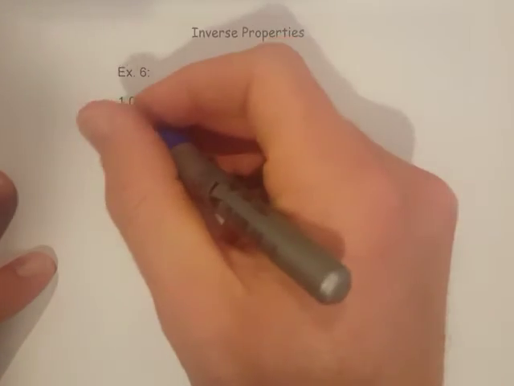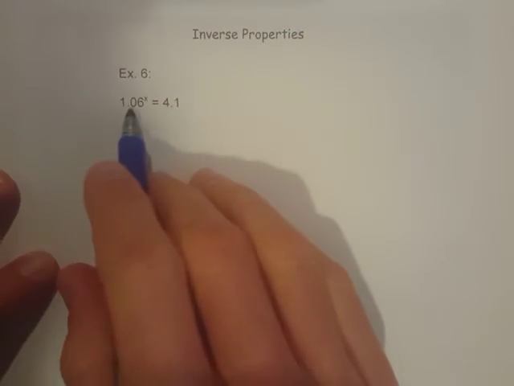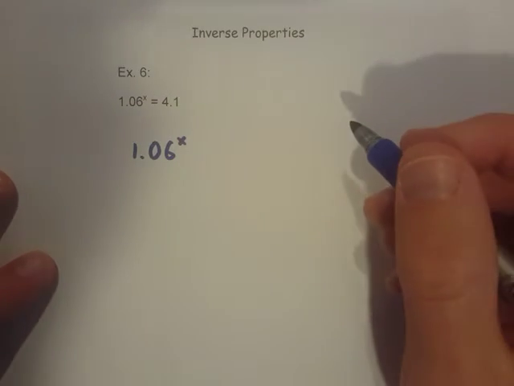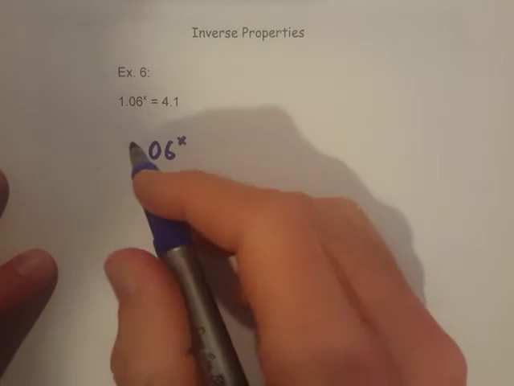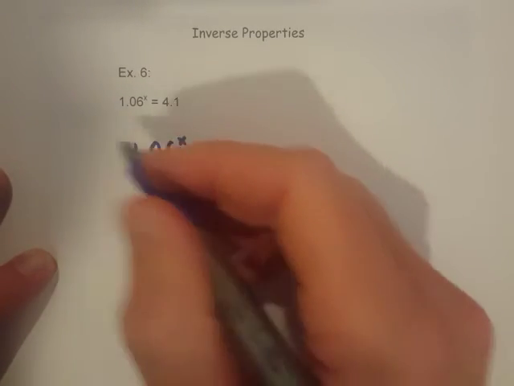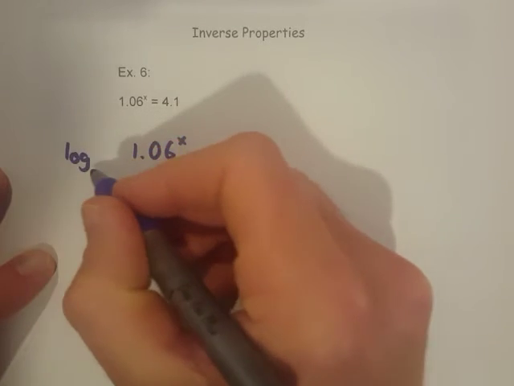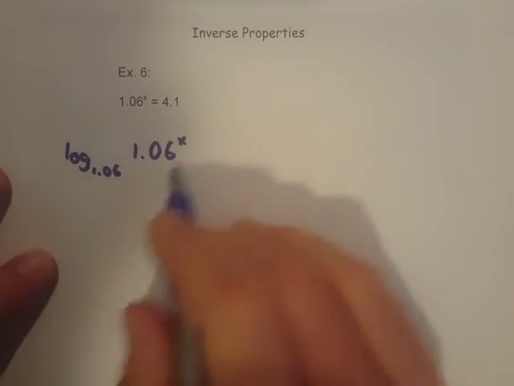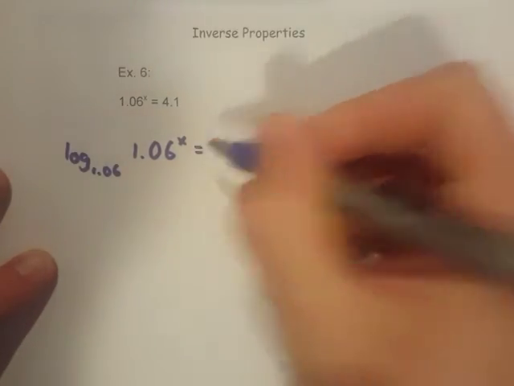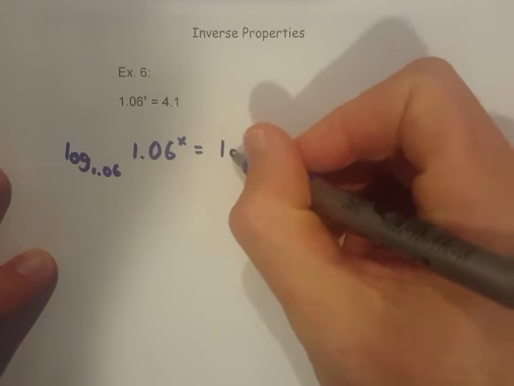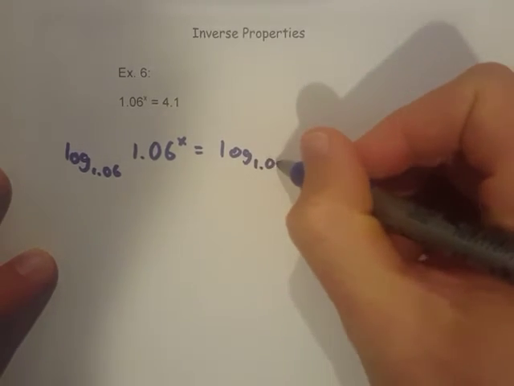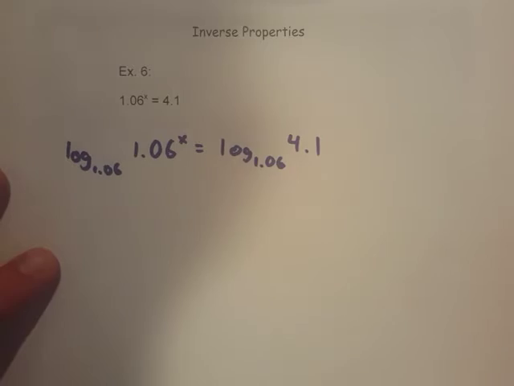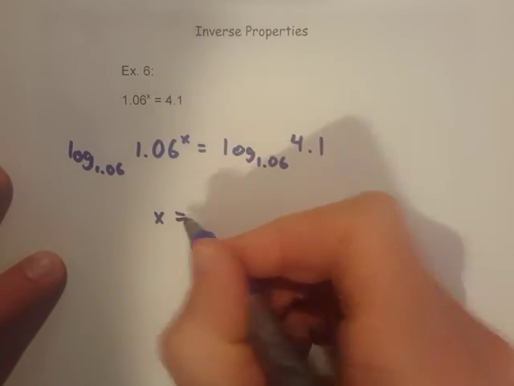So we've got 1.06 to the x and 4.1. Here's the base, 1.06. So if we have 1.06 as the base, then since this is an exponential, we're going to introduce a log of the same base, 1.06, and that will get rid of all this junk over here. Now if we do that, we have to do the same thing to the other side. So we're going to do log base 1.06 of 4.1. So that's the consequence here. But this side just becomes x.